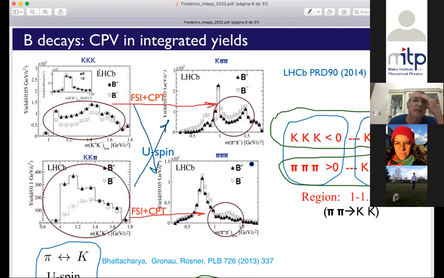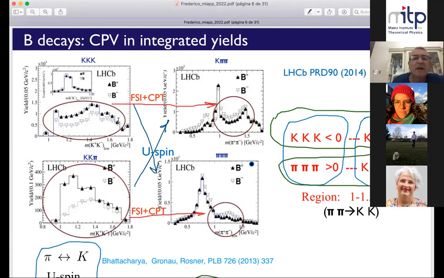So here are the integrated yields for B going to three-body final states: K pi pi, KK pi, and pi pi pi. So this is quite a busy transparency. But you see here, for example, in the case of KKK and K pi pi, you see the CP violation, that is the difference between these two yields. Exactly in this region between 1 and 1.5 GeV, the pair of kaons and the pair of pions have opposite signs.